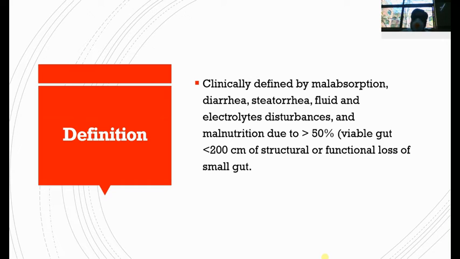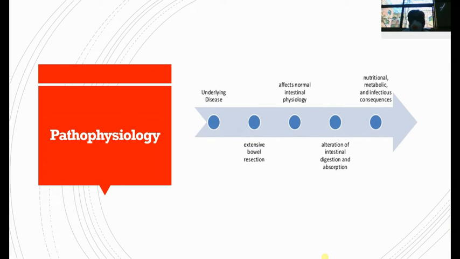So how can we define short bowel syndrome? This is clinically defined as malabsorption, with clinical manifestations of diarrhea, steatorrhea, fluid and electrolyte disturbance, and malnutrition due to at least 50% loss of fat. In accurate measurement, it is the presence of less than 200 centimeters of structural or functional small intestine. This is a picture which can explain the results of short bowel syndrome. Any underlying disease which results in extensive bowel resection disturbs normal intestinal physiology, with alteration of intestinal digestion and absorption, resulting in nutritional, metabolic, and infectious consequences.